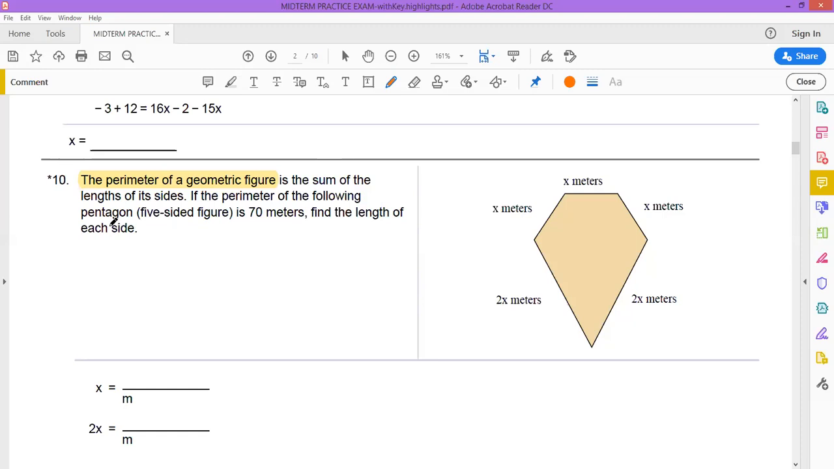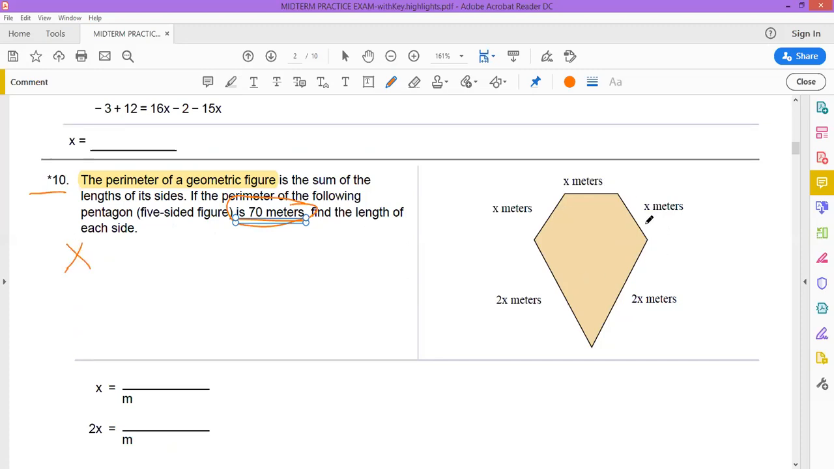So we're going to use the information given to us in the question to find the value of x and 2x. Now, we're told in our description here that the perimeter of the pentagon is 70. What that means is when I add all the sides together, I should get 70. So that's how we're going to set up our equation. Just add each side of the pentagon.